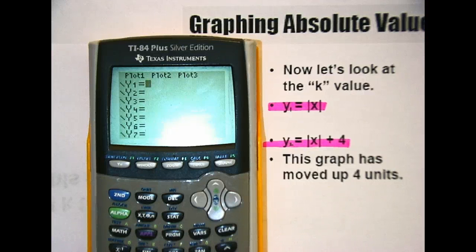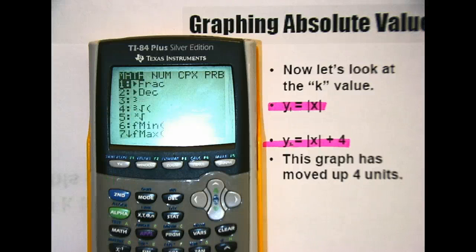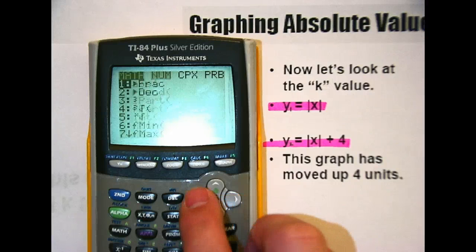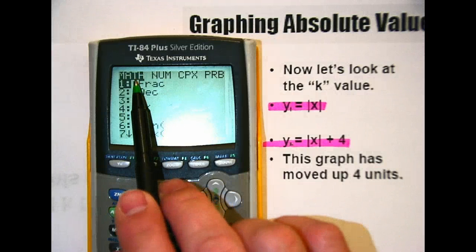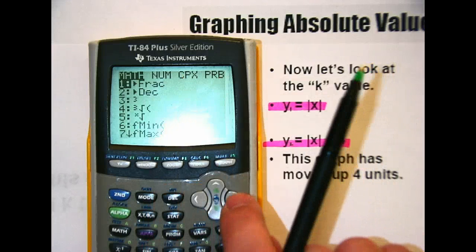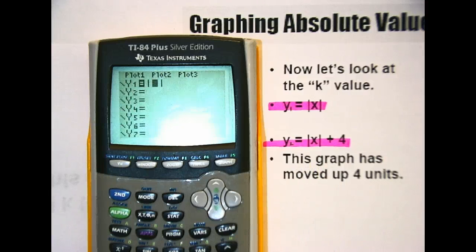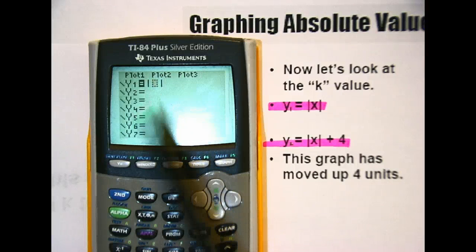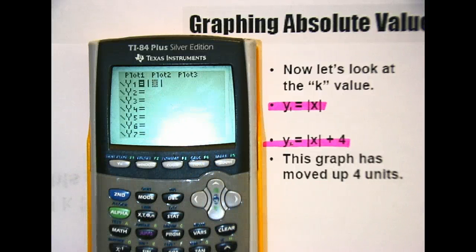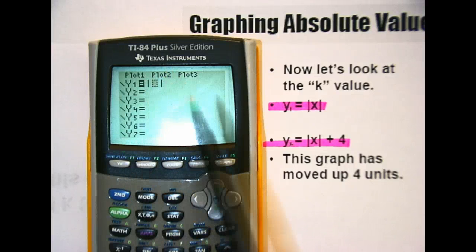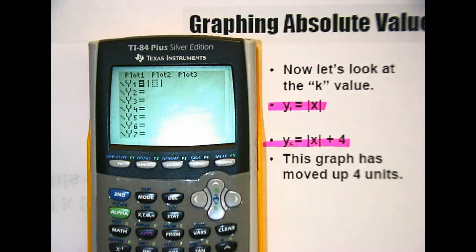Everyone find math, the button that says math right here. We're going to hit math. And then we need to go over to where it says NUM. So up here, these are little tabs. We want to arrow over to NUM. And then that first option is abs. Now, depending upon what type of calculator you have, if you have one of the classroom ones, it'll actually show absolute value symbols. If you have your own and it's a newer version, it'll show absolute values. If you have a TI-83, it'll just say abs with a set of parentheses. You treat those parentheses like your absolute value symbols. Whatever you put inside the parentheses is in your absolute values.